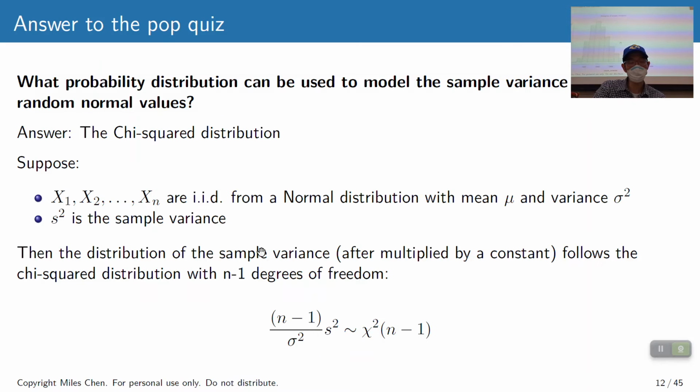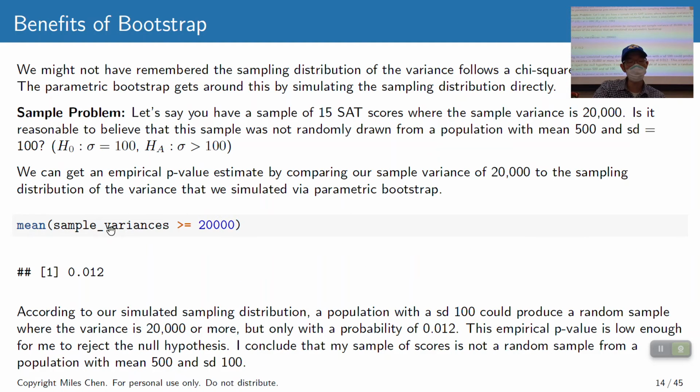We look at all of our sample variances and we ask, how many are greater than or equal to 20,000? This is going to be a logical vector of a bunch of trues and falses, and we can say what proportion are true. Only 1.2%, 0.012, of these sample variances ended up over 20,000. So yes, it could happen when you draw a random sample from the normal distribution, but it doesn't happen very often.